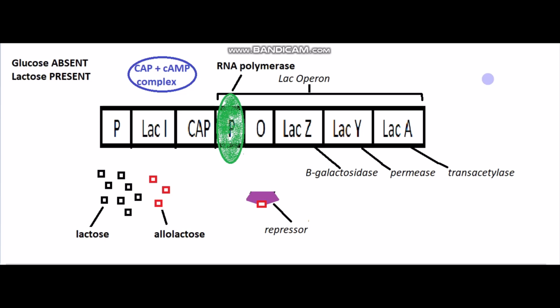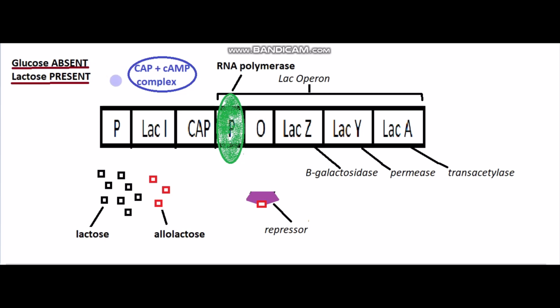Now the first scenario we are going to look at is when glucose is absent and lactose is present. For the operon to be operational, these two conditions must be met. In the presence of lactose, the usual process takes place. Allolactose binds to the repressor and the repressor detaches from the operator, and now the operator is free. So the RNA polymerase can now move freely and transcribe the structural genes.